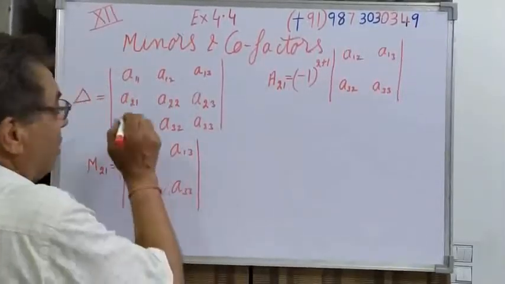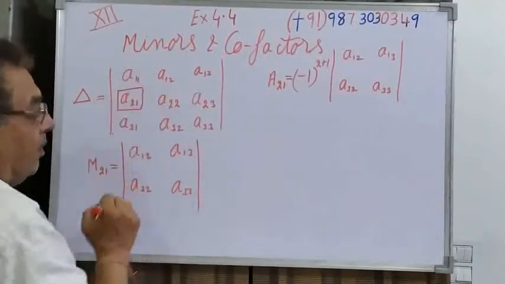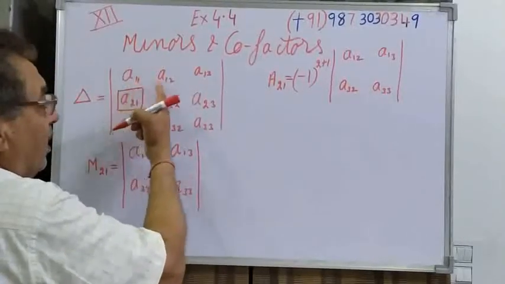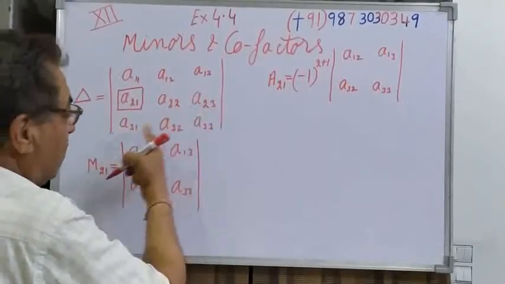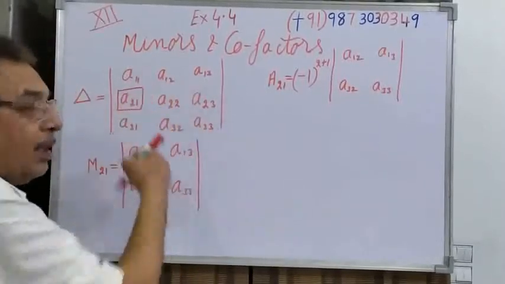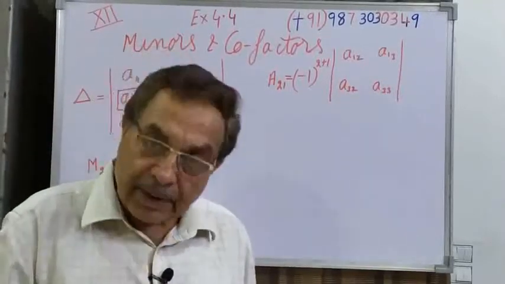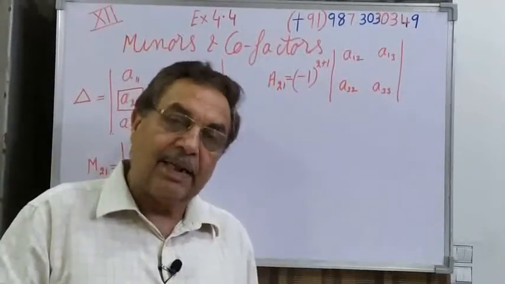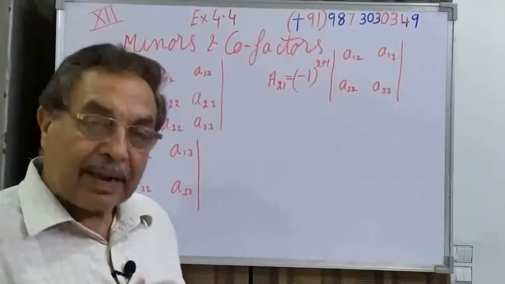Suppose we want the minor of this element A21. This is a complete determinant. First element is A11, A12, A13, A21, A22, A23, A31, A32. All the 9 elements have got their minors as well as their cofactors. Minors and cofactors, what are they?